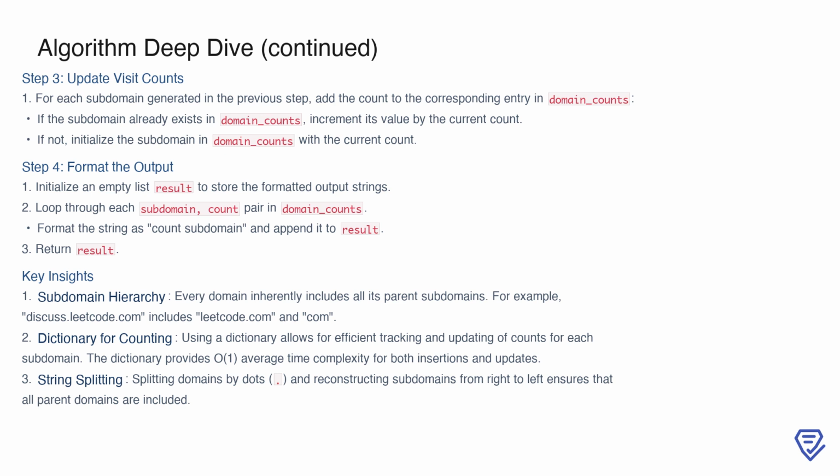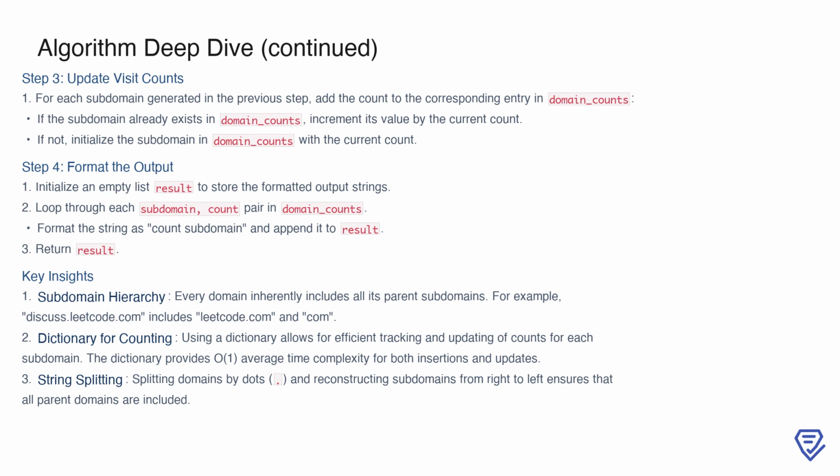After generating the subdomains, we update the visit counts in our dictionary domain_counts. For each subdomain, we either add the count to its existing value in the dictionary or initialize it with the current count if it doesn't already exist. Finally, we format the output. We loop through the dictionary and construct strings in the format count subdomain, appending each to a result list. This systematic breakdown ensures every subdomain is processed correctly, and their counts are aggregated efficiently.